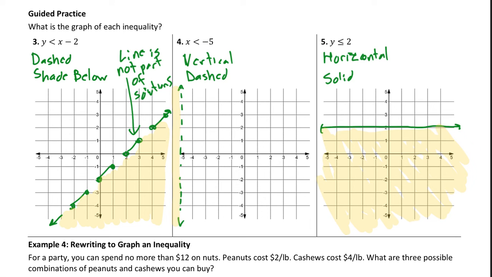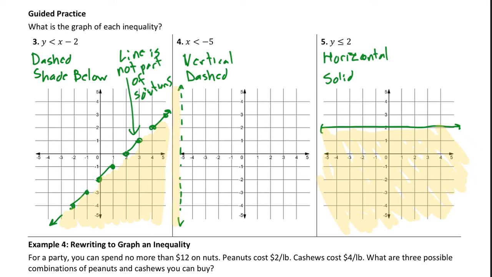For number 4, it's a vertical line. It's also dashed, and it's less than. So for a vertical line, I would shade to the left. Number is less than -5. So that's -6, -7, so on. For number 5, horizontal line, solid line, because it's less than or equal to, and I would shade below because it is less than.